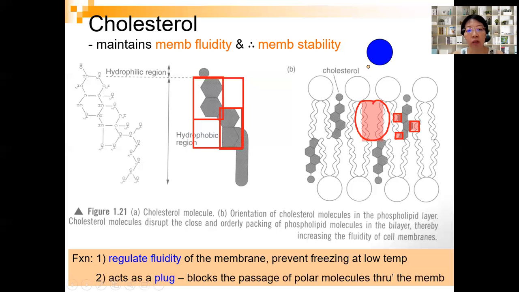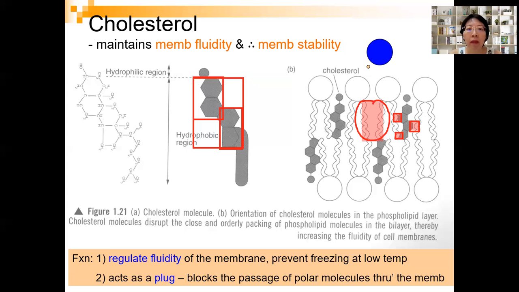So the second function of the cholesterol is that it acts as a plug. Now, what do you mean by a plug? You go to the toilet and you look at the sink, right? When you open the tap, the water will flow and be drained out from the sink through the hole at the bottom. So if you don't want the water to drain out, you want to fill up your sink with water, you have to put a rubber plug.